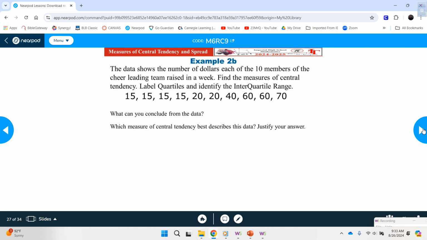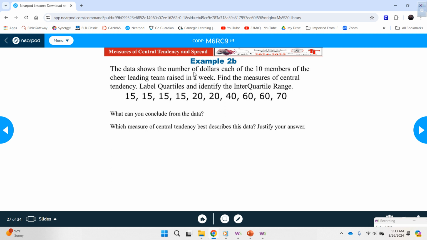So, with that said, copy that data, please, on your paper. You may open up your notes. Example 2B. You don't have to copy the problem itself, just the data that I give you. Data: 15, 15, 15, 15, 20, 20, 40, 60, 60, 70. And the context, here goes the problem.